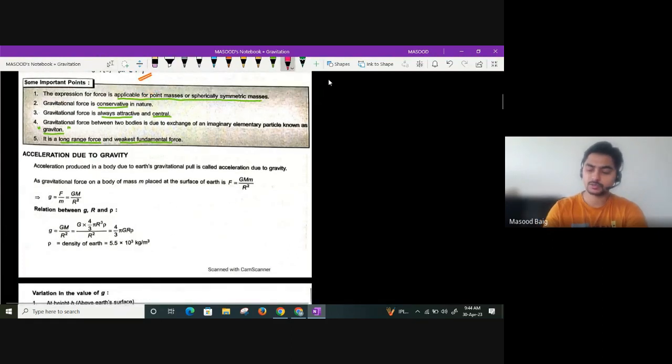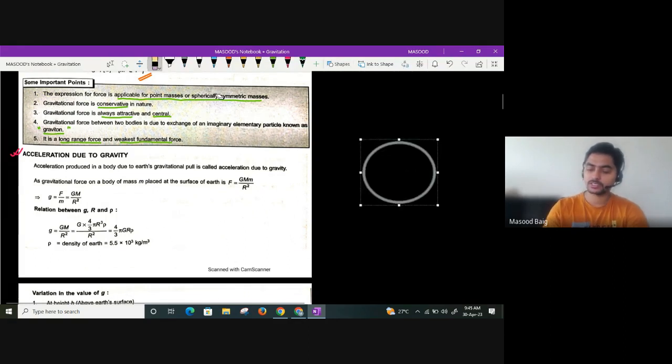So we have acceleration due to gravity. So what is acceleration due to gravity? In general, it is the acceleration produced in any object under the effect of the gravitational pull of the earth, or under the effect of gravity of the earth. So if we consider we are placing a certain mass on the surface of the earth, let us imagine that we have something in this manner.